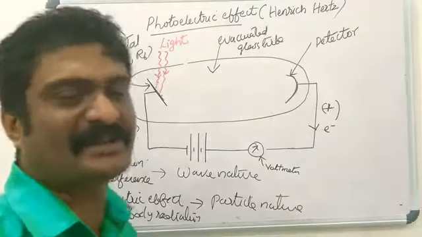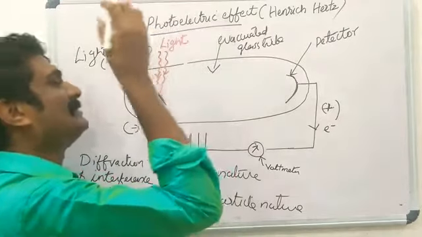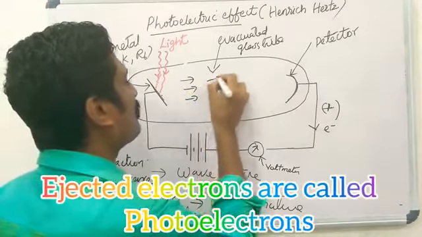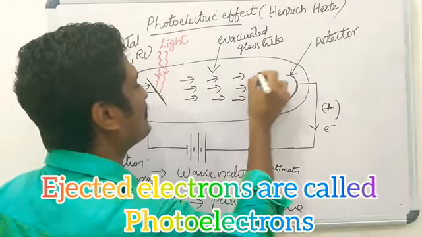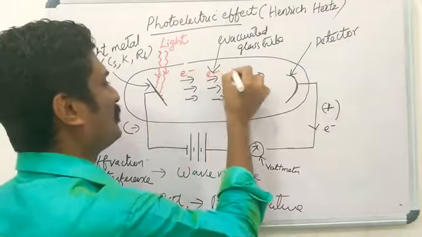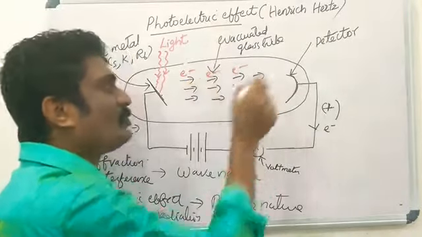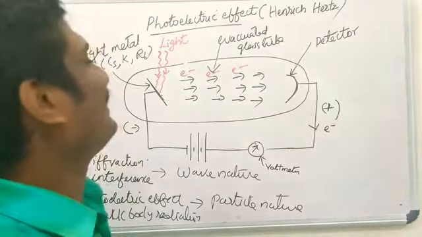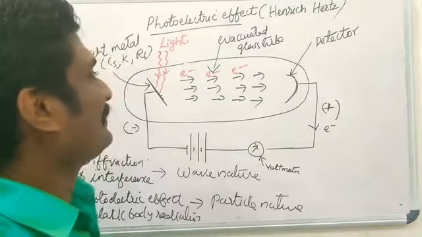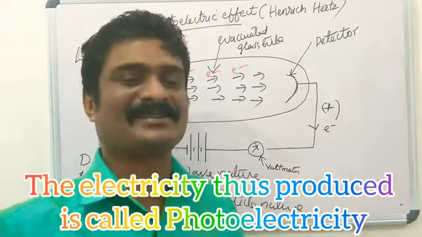Okay, due to the particle nature of light, the light ejects electrons from this metallic surface. These ejected electrons are called photoelectrons, photo means light. Okay, these photoelectrons move towards the detector, and these electrons flow through the circuit. Then the electricity thus produced is called photoelectricity.